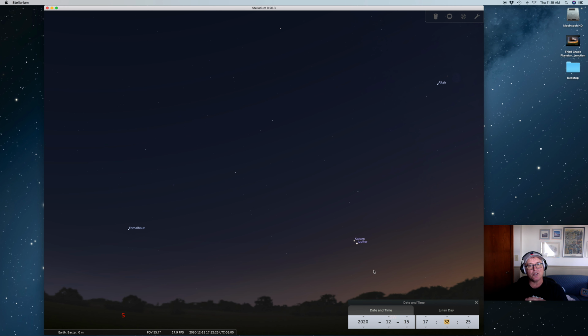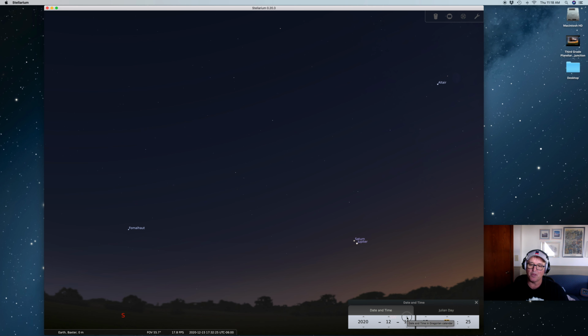But Jupiter is extremely bright. It's 12 times brighter than Saturn, so you won't have any trouble seeing it, but Saturn is just to the left of it. Now, as we go from the 15th all the way to the 21st, you can see that gap right there is pretty close to start with, but it becomes even less.